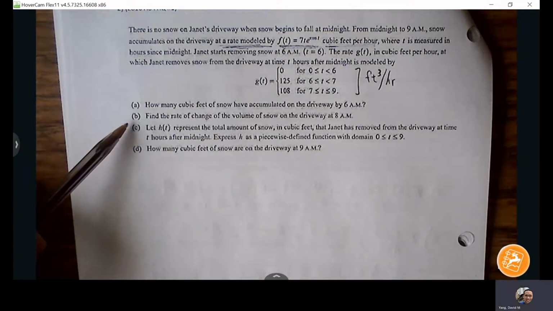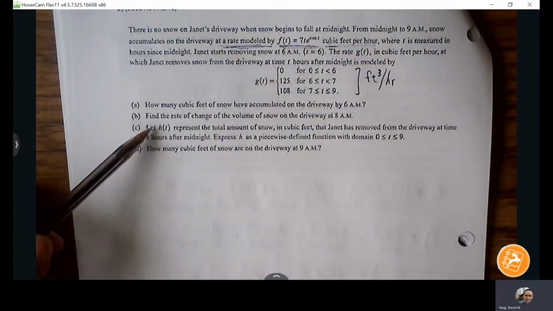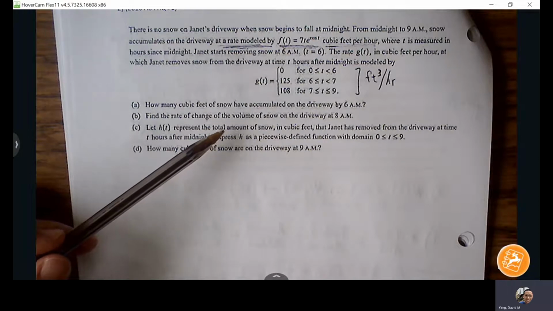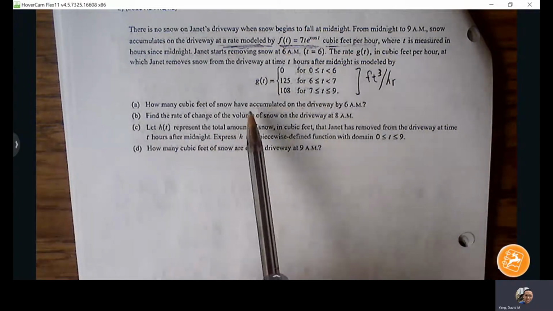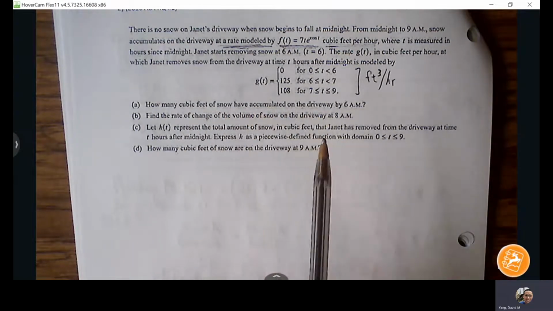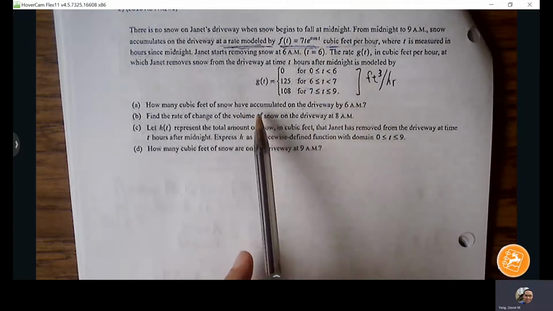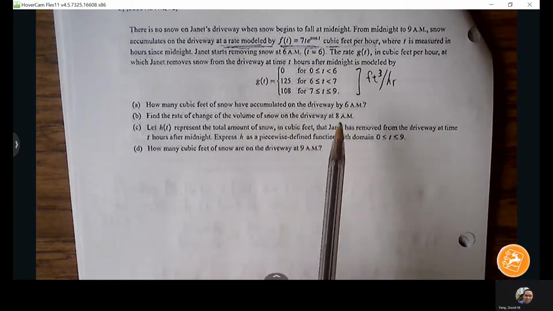Okay, part A, how many cubic feet of snow have accumulated on the driveway by 6 a.m.? Okay, accumulation of snow. So this is how much is falling here. So which equation are we going to be using if we want to find out the accumulation of snow on the driveway? F of t or G of t? Yeah, F of t, right? Now, can I just plug in F of 6 and figure out how much snow has accumulated? Okay, I have to involve what?